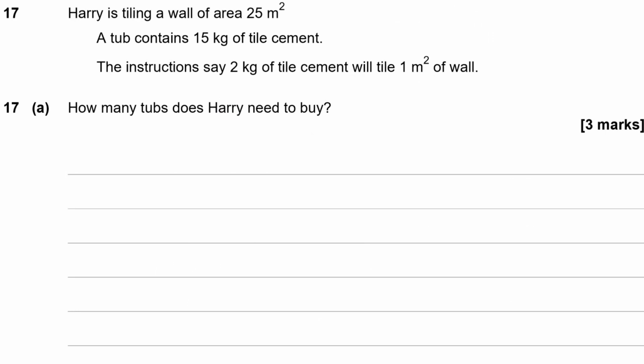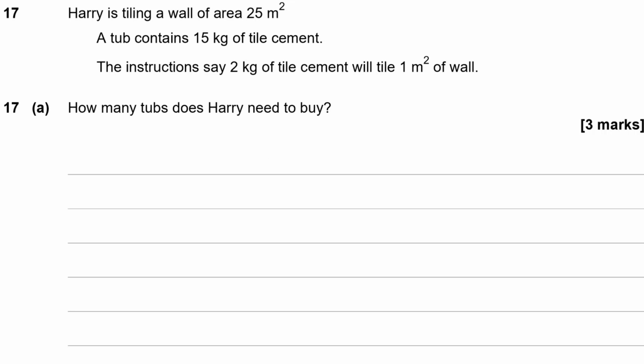Question 17. Harry is tiling a wall of area 25 square meters. A tub contains 15 kilograms of tile cement, and the instructions say 2 kilograms of tile cement will tile 1 square meter of wall. So how many tubs does Harry need to buy? Okay. So we can set up a ratio here, can't we?